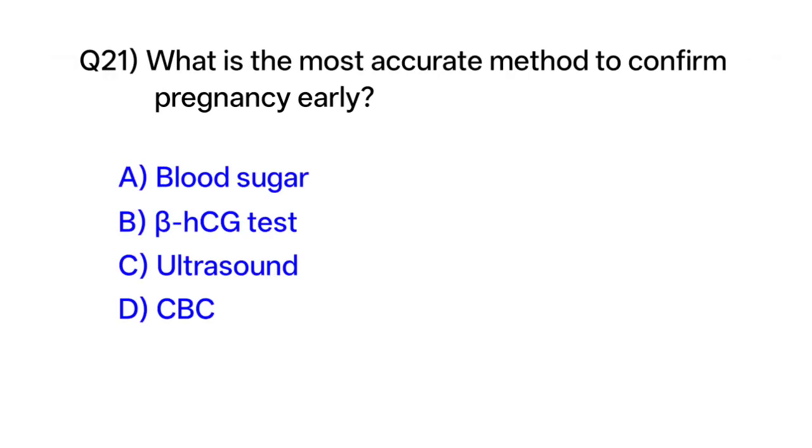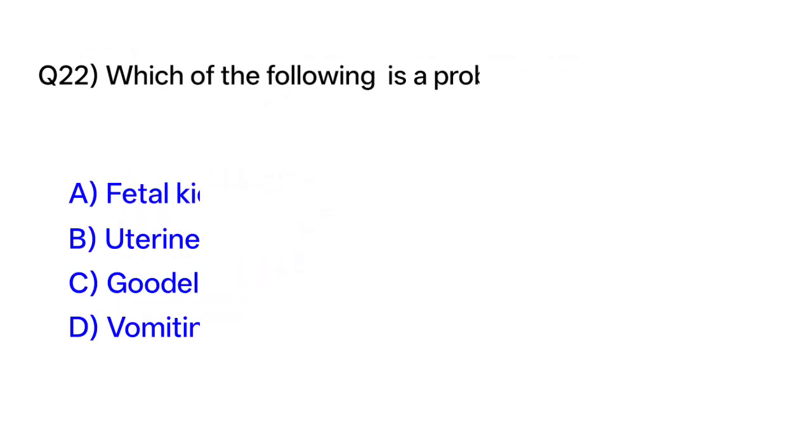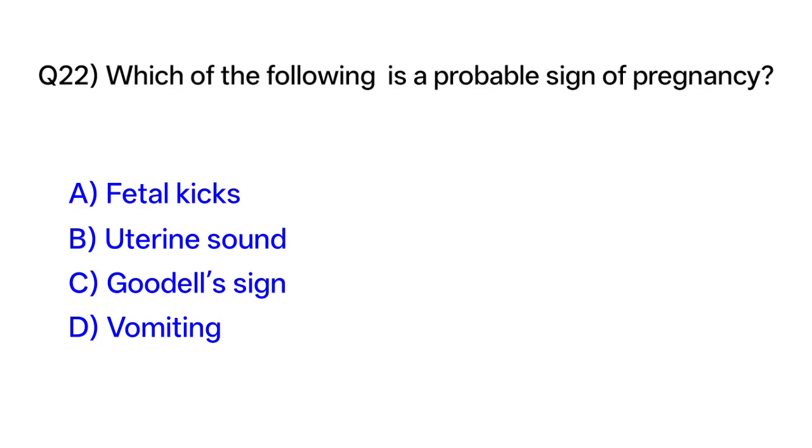Question number 21. What is the most accurate method to confirm pregnancy early? The correct option is B. Beta HCG test. Question number 22. Which of the following is a probable sign of pregnancy? The correct option is C. Goodell's sign.